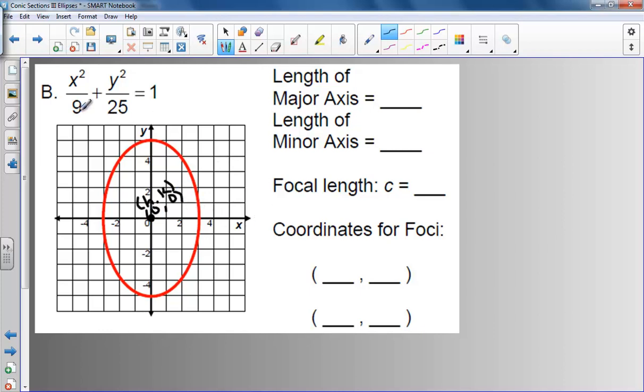My A value here is going to be the square root of 9, or 3. My B value will be the square root of 25, or 5. So for this, because my ellipse is longer vertically, it's going to be 2 times B for my major axis, or 10, and 2 times A for my minor axis, or 6.